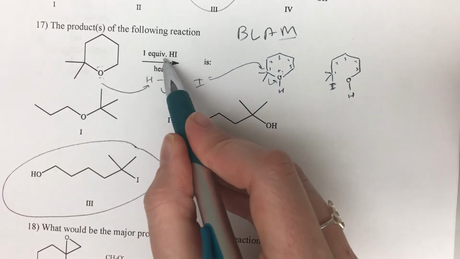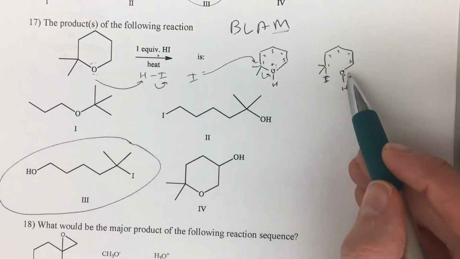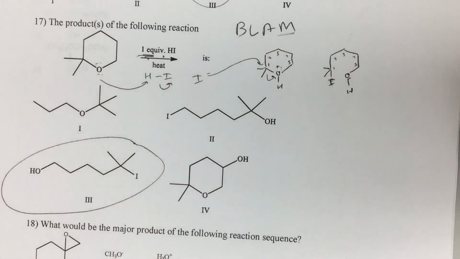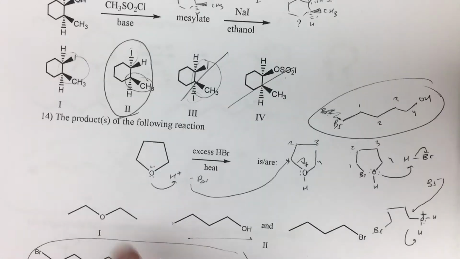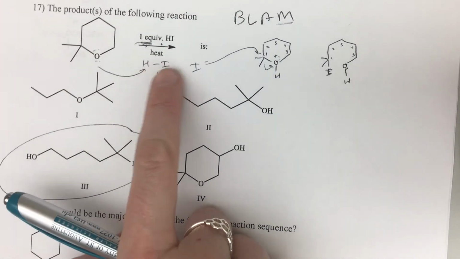Now if we had excess, the same thing would happen that we saw a few questions ago, where this would protonate again and the iodine would replace it. But we only have one equivalent, so it's not going to keep going. It's just going to react one time. That's the difference between question 17 and question 14: excess acid and heat versus one equivalent.